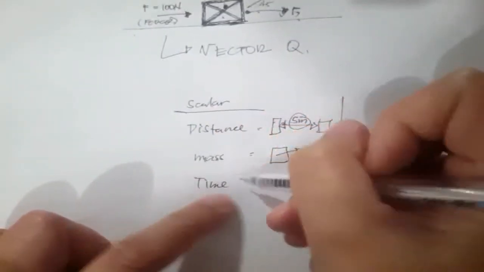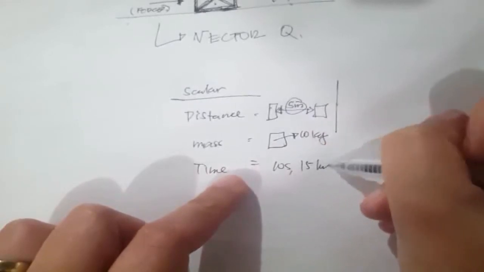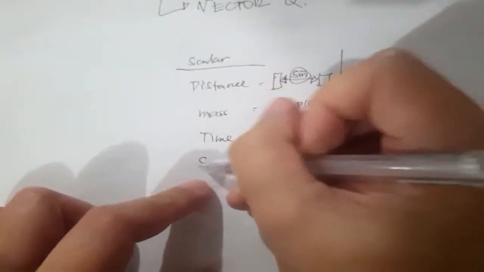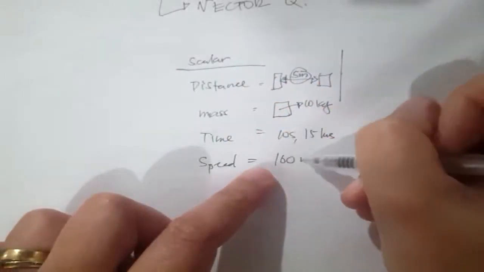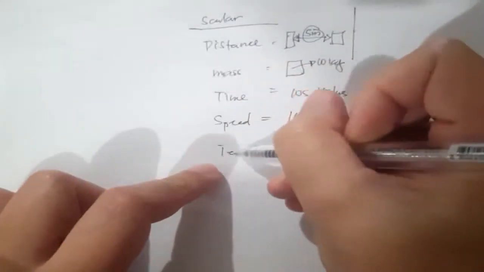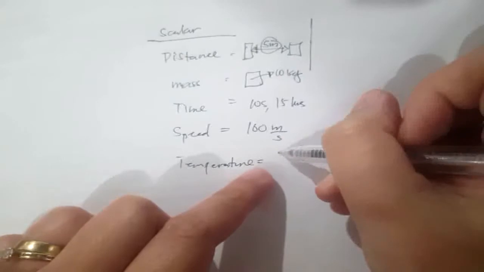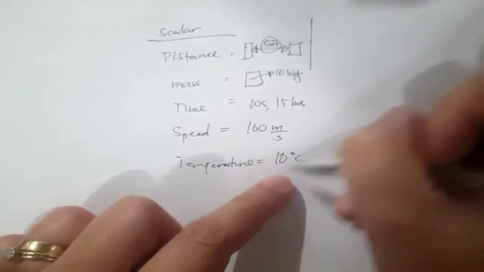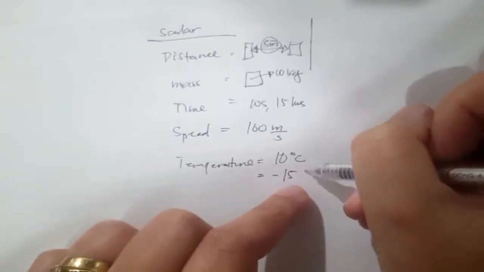Also, time has no direction: 10 seconds, 15 hours. And also speed. For example, 100 meters per second is the speed of the car. And also we have temperature: 10 degrees Celsius, negative 15 Fahrenheit.